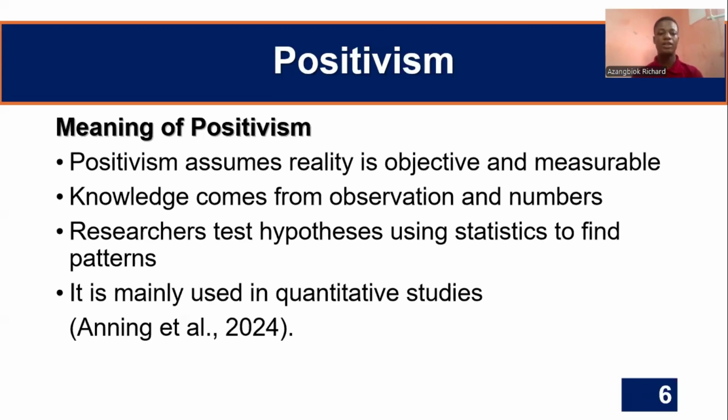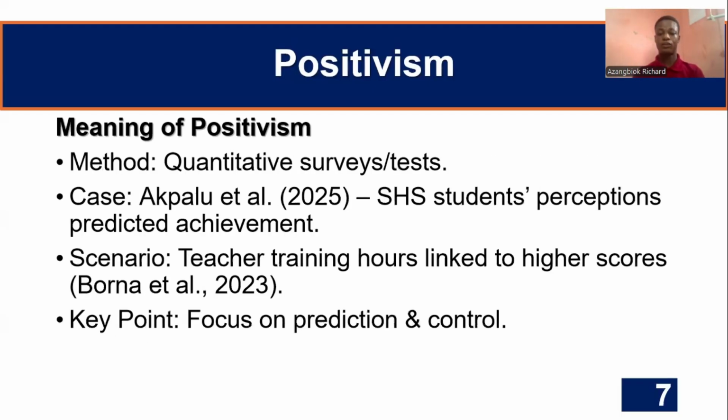Now we have research. Researchers test hypotheses using statistics to find patterns. So the researchers always use hypotheses to see a certain behavior, how it works, and then based on that they can conclude. Then we say it is mainly used in quantitative studies. So positivism is always used in quantitative studies. Let's continue to see. We see the method as we talk about quantitative.